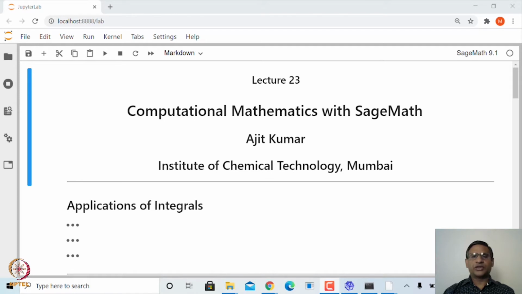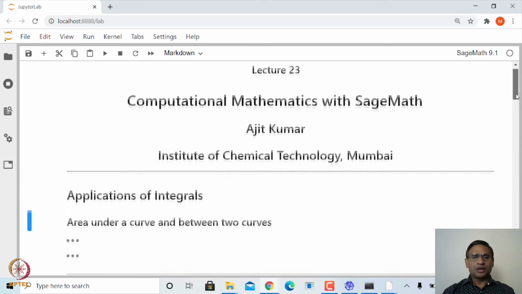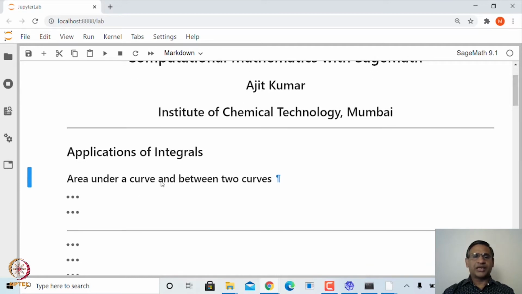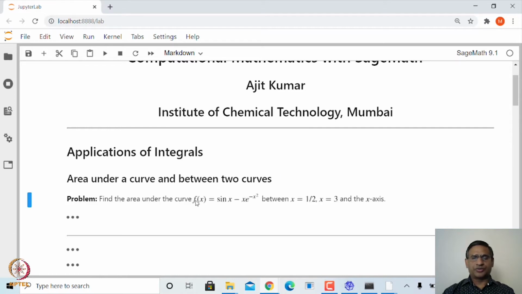In the last lecture, we looked at application of integral as an area. Basically, integral is defined as a signed area under the curve. So, we look at applications like finding area under a curve or between two curves, finding volume, surface area and things like that. For example, if you have to find area under a curve or between two curves, we can use this integral.